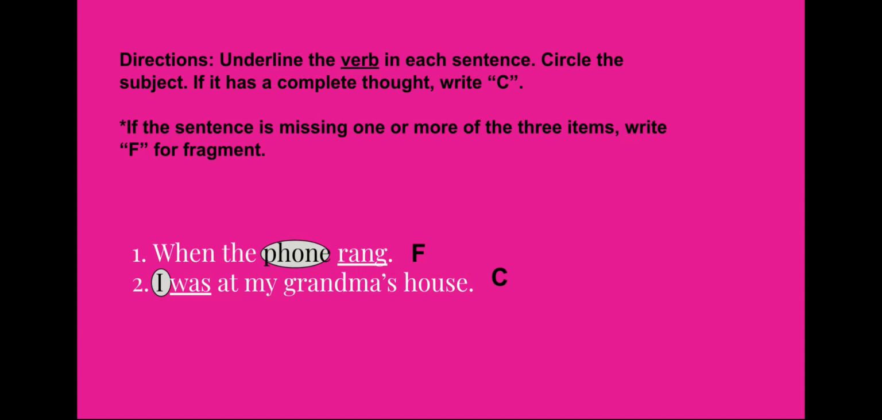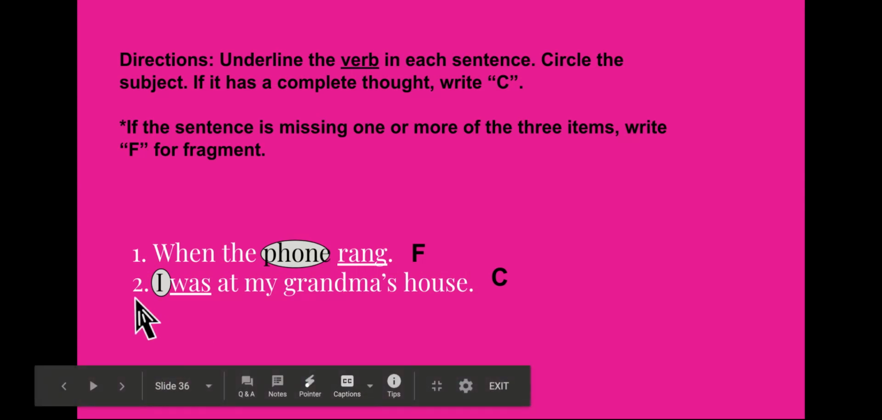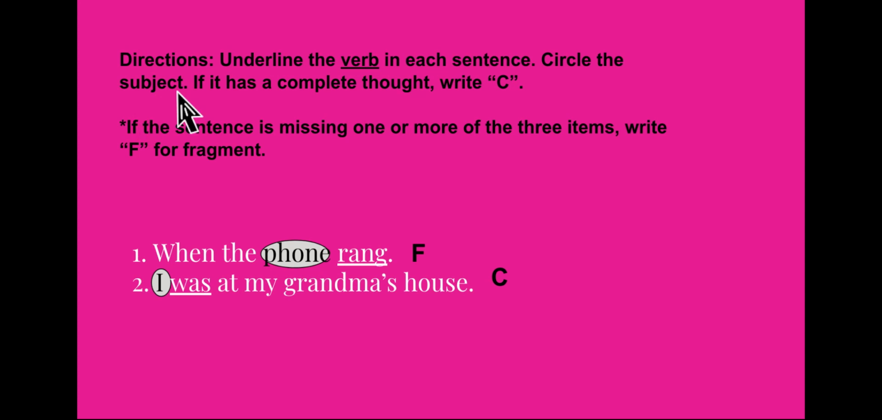Let's look at two examples. So, directions for this activity: underline the verb in each sentence, circle the subject. If it has a complete thought, we're going to write a C. If the sentence is missing one or more of the three items, we're going to write F for fragment. So, number one, when the phone rang.